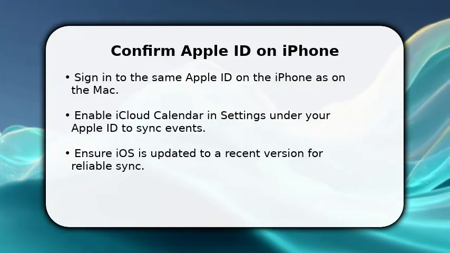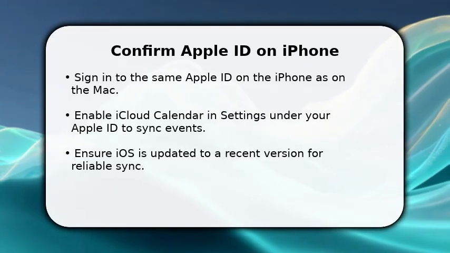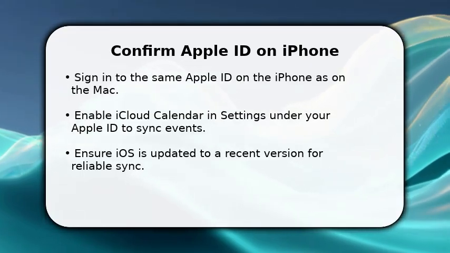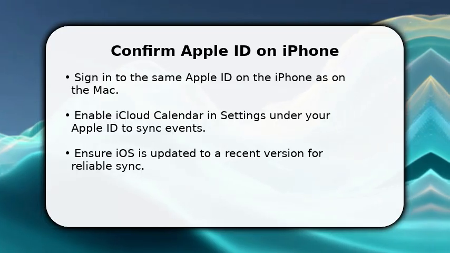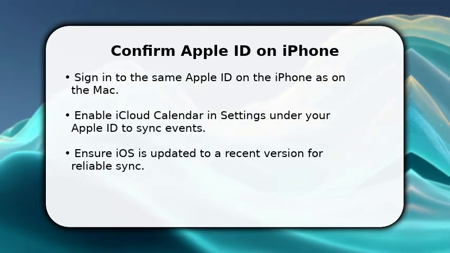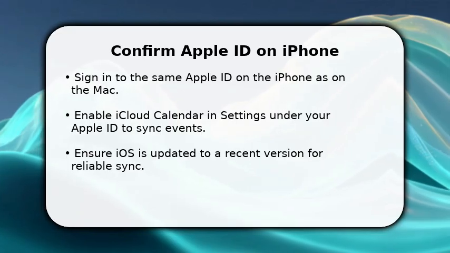First, sign in to the same Apple ID on your iPhone as on your Mac. Open Settings and tap your name to confirm the exact account email. Next, go to iCloud Settings and enable calendar syncing for that Apple ID.